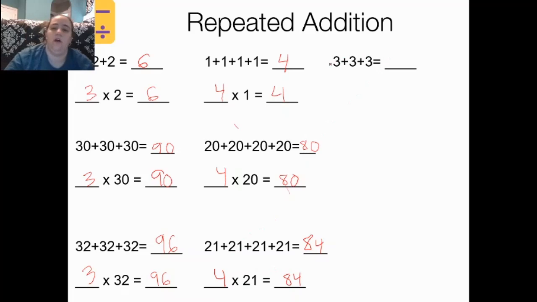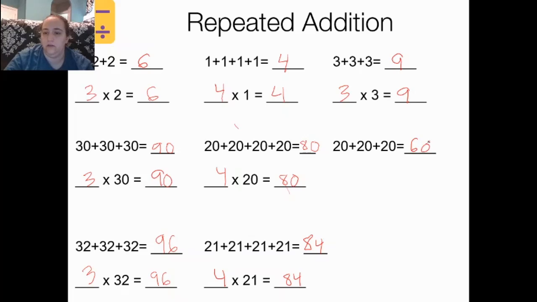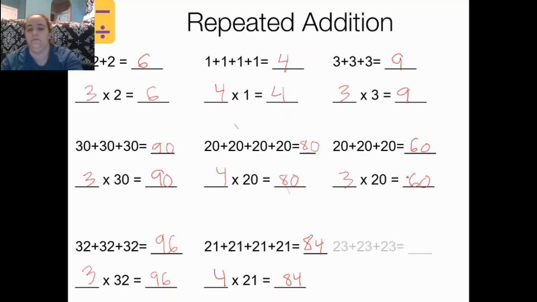Alright, so now we have 3 plus 3 plus 3, which equals 9. So 1, 2, 3 times 3 will equal 9. 20 plus 20 plus 20 equals 60. So 1, 2, 3, 3 times 20 equals 60.